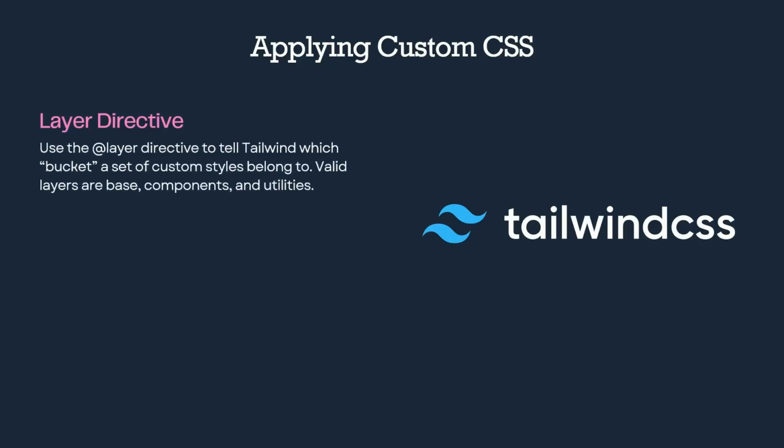Here we have the reserved keyword layer, which we use as a layer directive, and which tells Tailwind which bucket a set of custom CSS styles belongs to. The buckets are base, components, and utilities. So in which bucket do these styles belong? With the @layer, which is a reserved keyword inside Tailwind, we can apply some custom CSS styles for Tailwind. So let's see how we can do that.